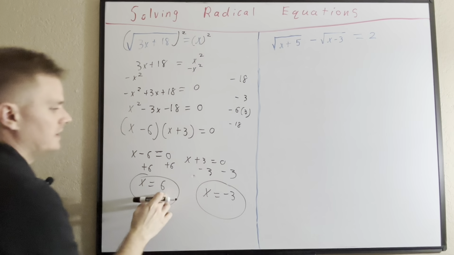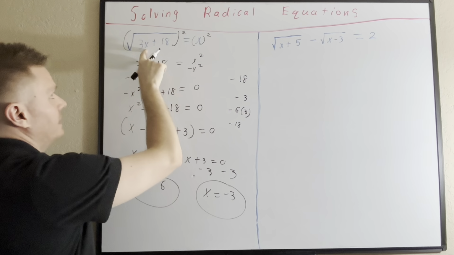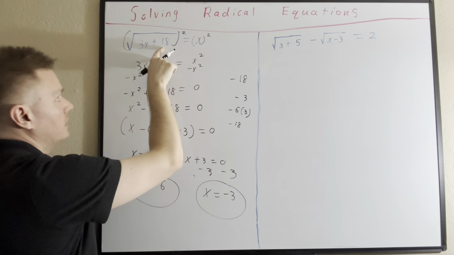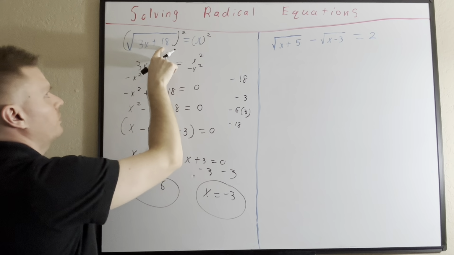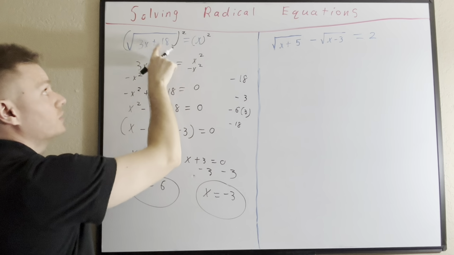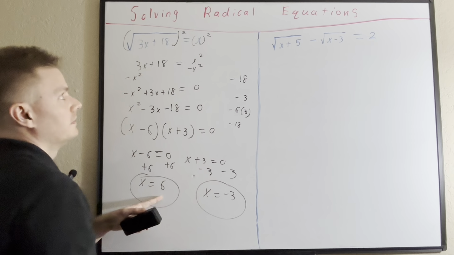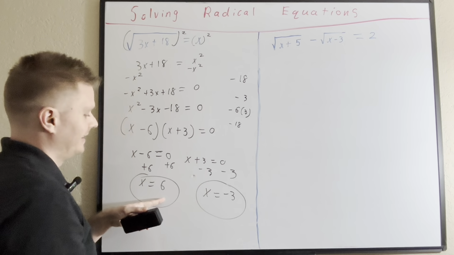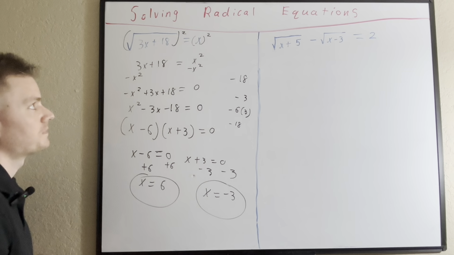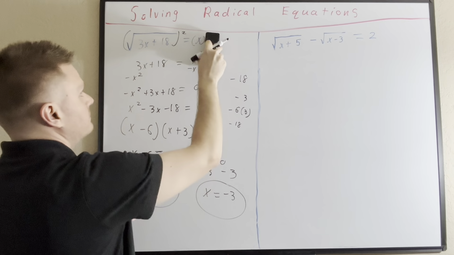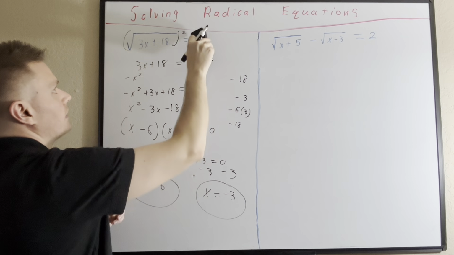Let's actually put these numbers back in and see if they actually work. 3 times 6 is 18, plus 18 is what? Whoa, 36? Square root of 36 is 6, equals 6. Because that was just x to begin with, right? It became x squared when we squared both sides, right?